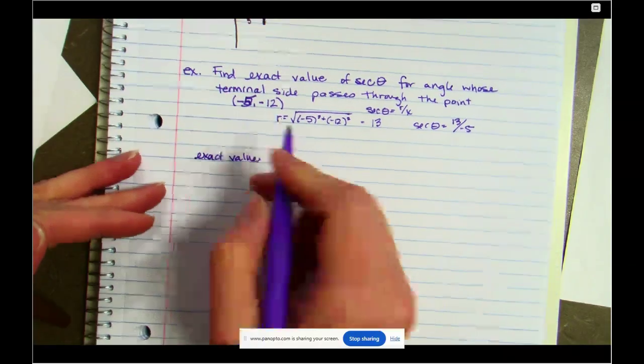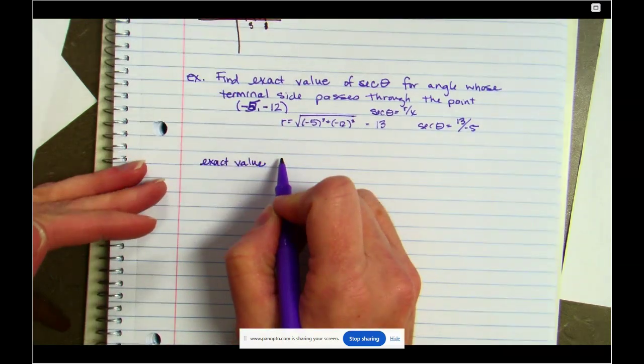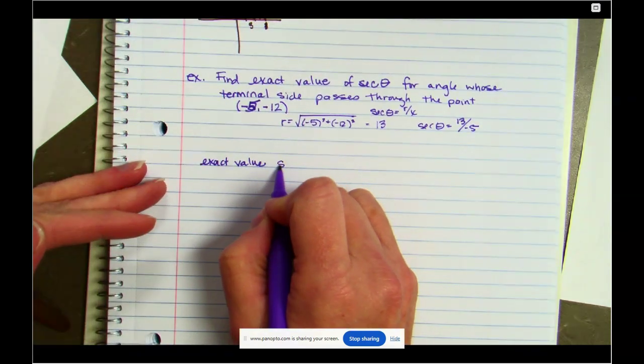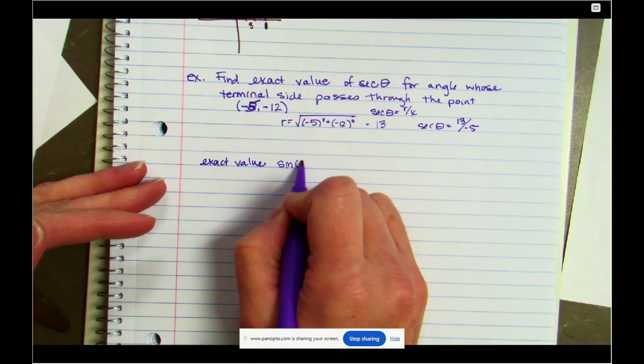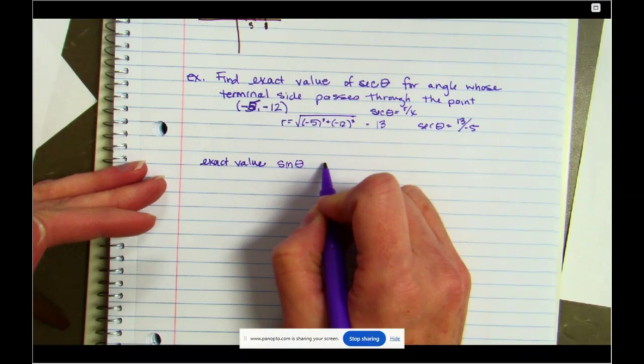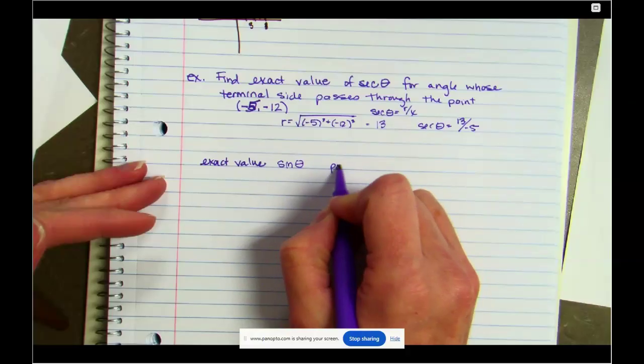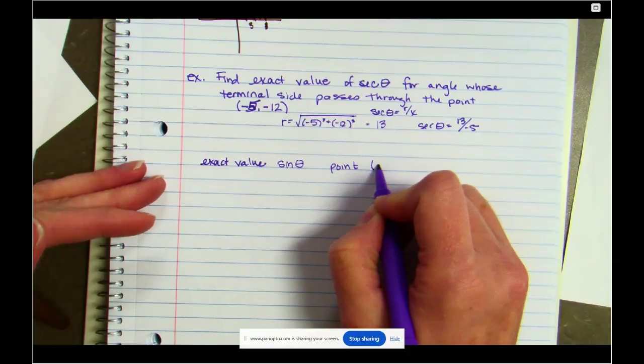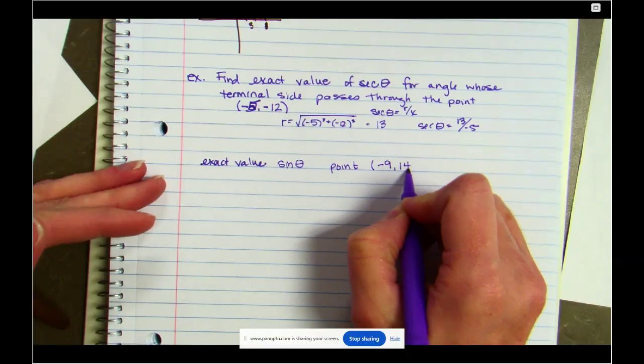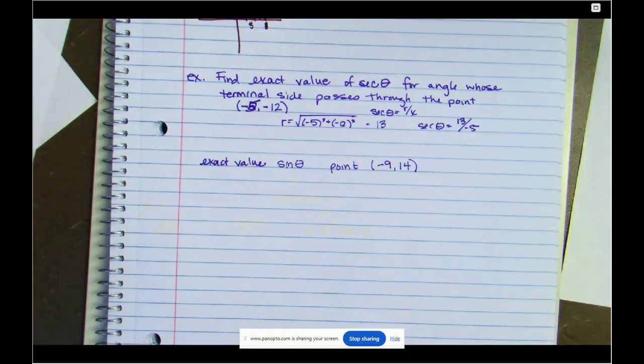Let's go sine of theta, blah, blah, blah, through the point negative 9, 14. Ew.